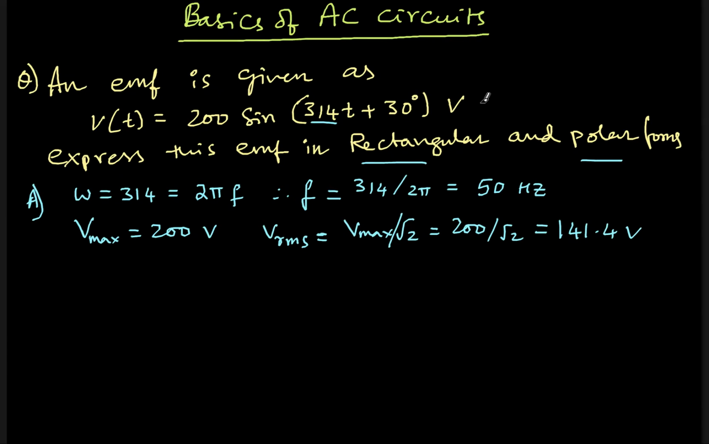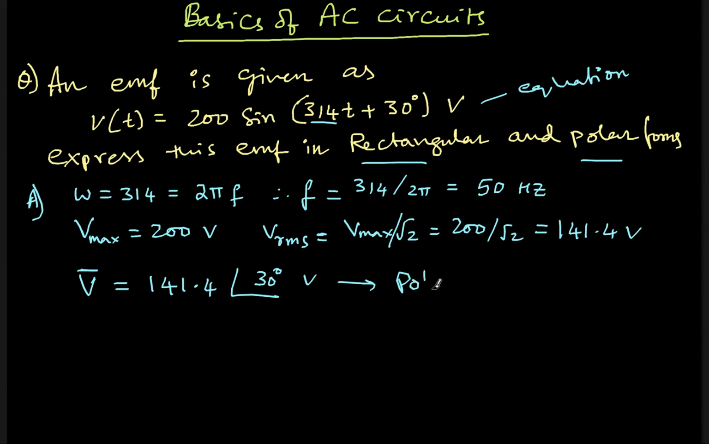Now when you express an EMF in rectangular or polar form, there are three forms. One is the equation form, another is the rectangular form, and another is the polar form. When you express it in rectangular and polar forms, you show it as a complex number. First I will show the simple way to write it in polar form. For polar form, you take the RMS voltage, V, I just put as a bar. That is nothing but 141.4 at an angle of 30 degrees. So this is the polar form of representation.